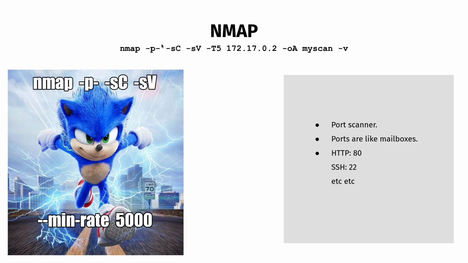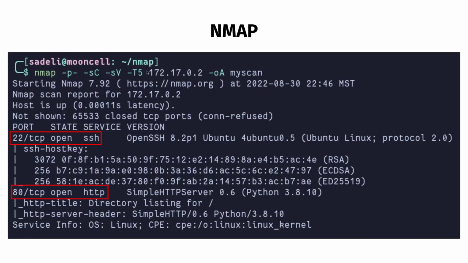-sC is default scripts. So I can actually just show you on the next slide. Nmap can run enumeration scripts. For example, when it finds SSH, it grabs the public key or whatever. I don't actually understand what all this stuff is, but we can see for port 80, it grabs some enumeration scripts. It gets the title. The title of this web app is just directory listing for /, and it grabs the server header from the web app, but that's the -sC option.